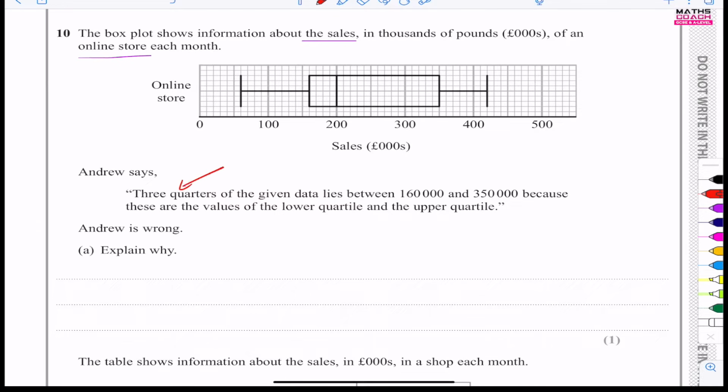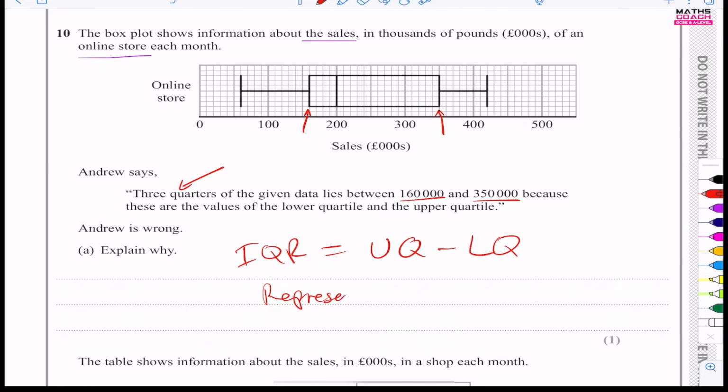3/4? Well, the lower quartile and the upper quartile are this point here and that point there, which is indeed 160,000 and 350,000, but that does not represent 3/4. The interquartile range, which is what the upper quartile minus the lower quartile gives you, represents the 50% of the data, not 3/4 of the data. So that's why Andrew is wrong.